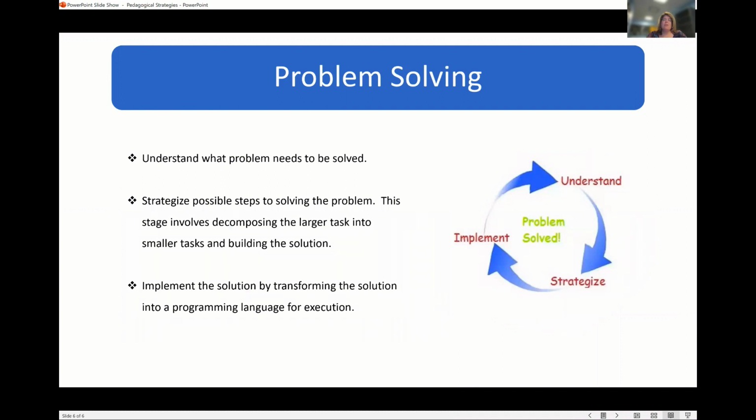The three stages we want to focus on in problem solving is first understanding what problem needs to be solved. This helps students avoid just jumping in and doing some trial and error, but really having them think about what they need to do. And then to strategize possible steps to solve the problem. This stage involves decomposing the larger task into smaller tasks and building a solution. And then in programming, they will implement the solution by transforming the solution into a programming language for execution.